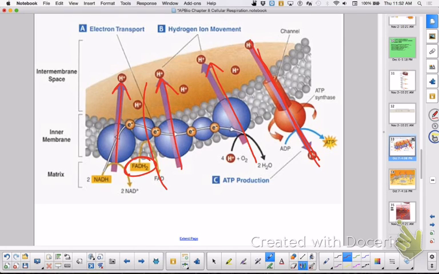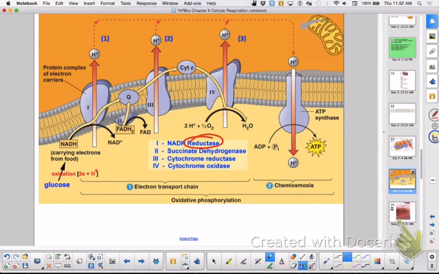Got that? Here's another picture. Reductase, reductase, cytochrome oxidase. Do you see it right here? But FAD is coming in right here. You all right with that?